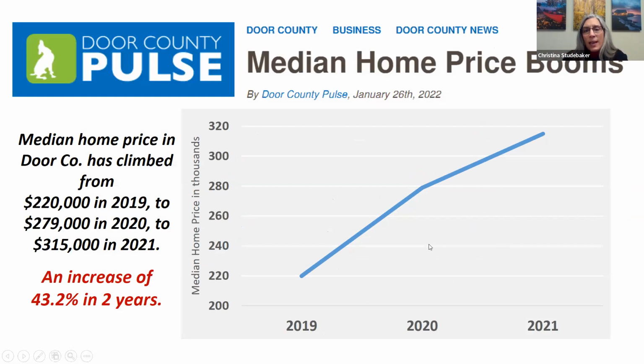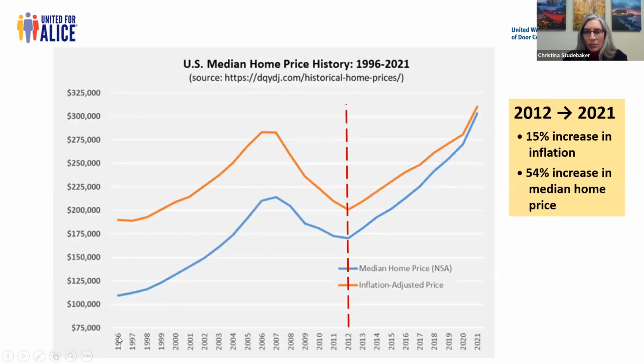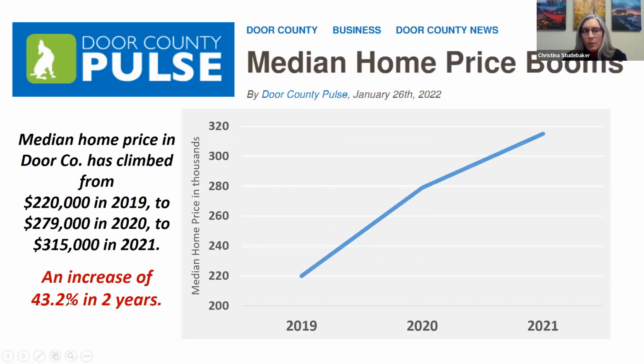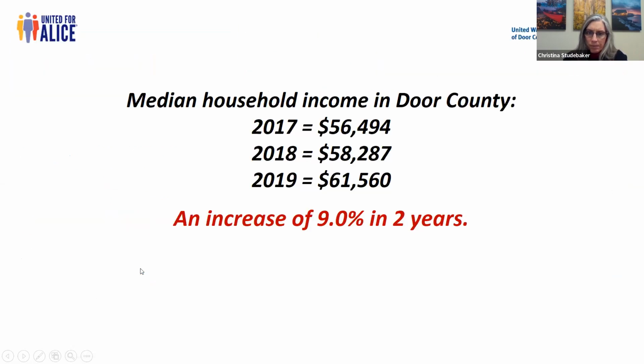But now we get to Door County specifically, and in the past 2 years, our median home price has gone up 43% compared to national numbers of 54% over a 10-year period, which is just pretty amazing, as well as where those numbers are themselves. So people trying to break into home ownership is becoming so challenging in Door County. And that's compared to median household incomes across those same time periods, only increasing 9%.